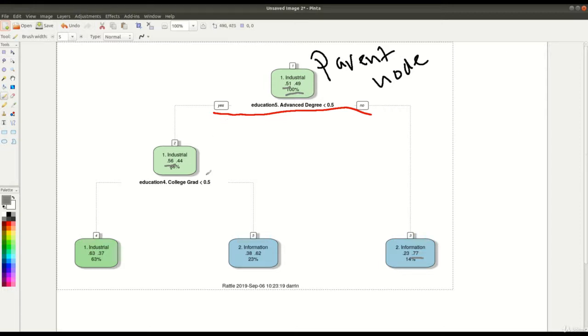Now, we're going to go back over here and we're going to see where the second split is at. Now we're looking at college grad. That's where the next split is at. And so now, if you look off to the left, if people are not college grads, here is the split, 63-37.